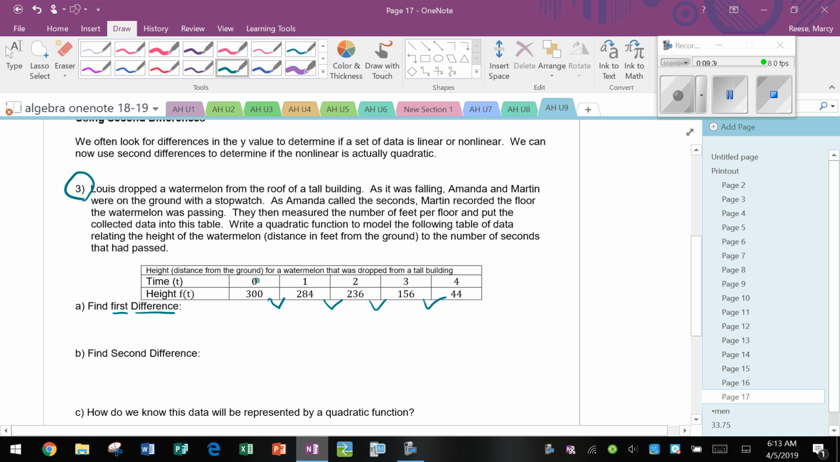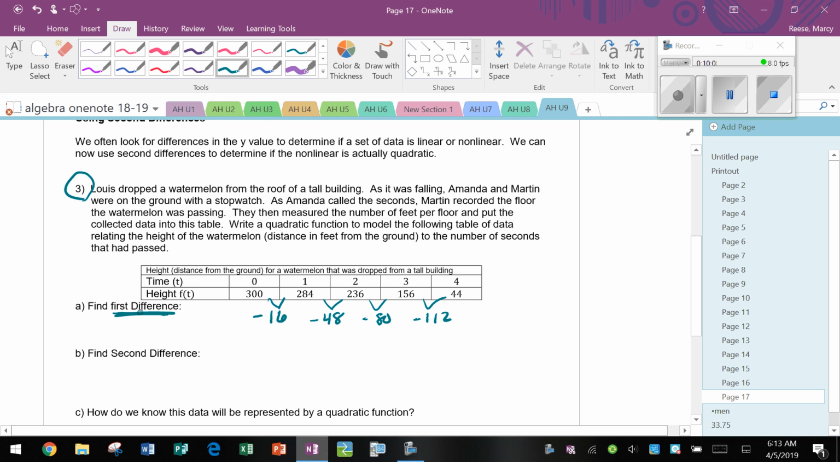I'm going to just take the difference between 284 and 300. And when I subtract 284 minus 300, I notice there's a difference of negative 16. And you're going to do it again, 236 minus 284. So you're just looking at the differences between one height to the next at each time. And then I'm going to do 156 minus 236, and I'm going to see negative 80. And then I'm going to do one more, 44 minus 156, and I'm going to see 112. Okay? That's what we often call the first difference.